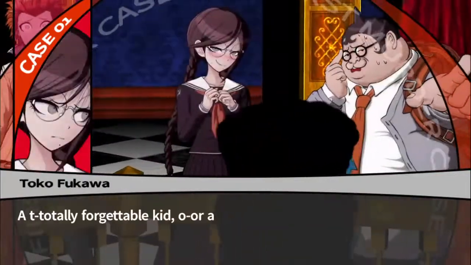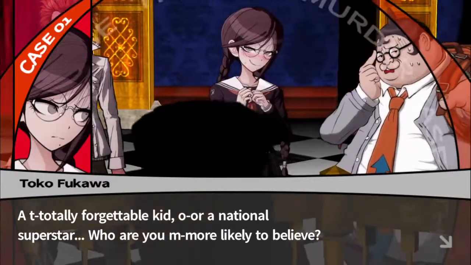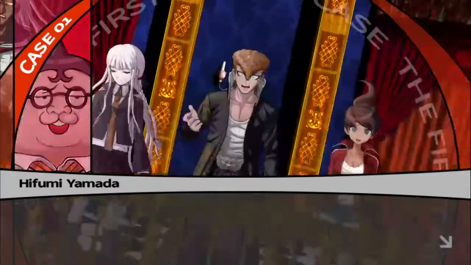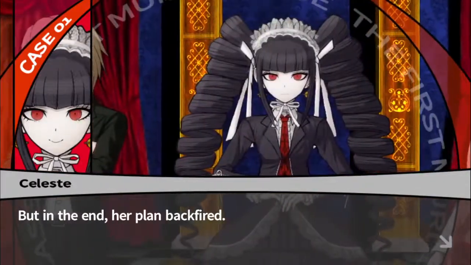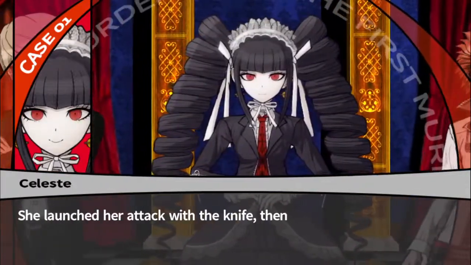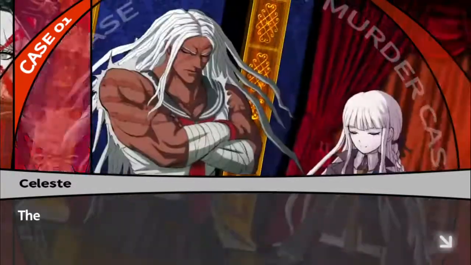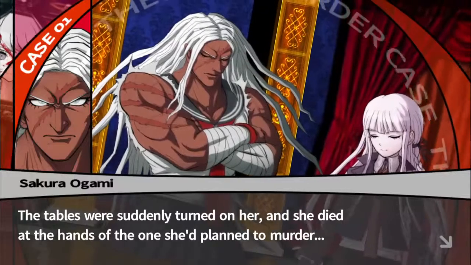Plus, a totally forgettable kid. Or a national superstar. Wait, then... You're saying she... Holy shit! But in the end, her plan backfired. She launched her attack with the knife, then found her. That must be when her wrist got broken. The tables were suddenly turned on her, and she died.